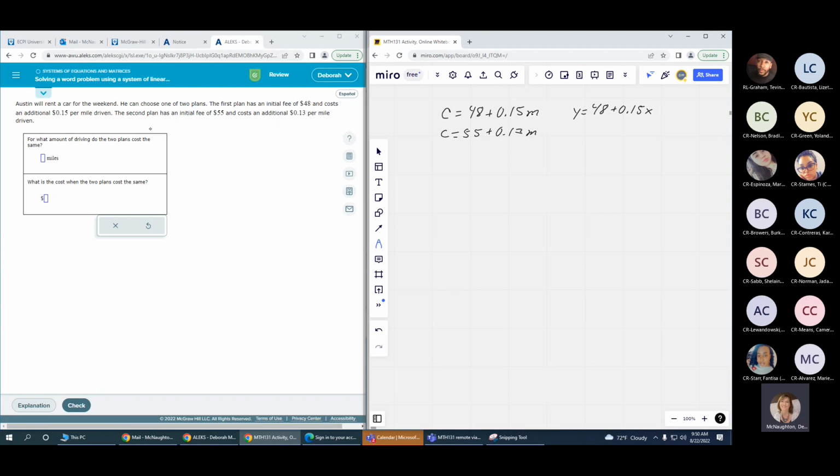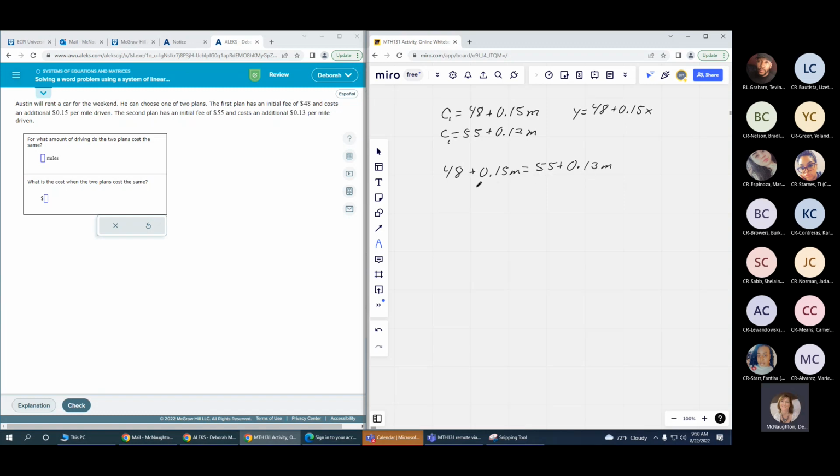And then they want to know, when are they equal? So when does cost 1 equal cost 2? So for what amount are they the same? When 48 plus 0.15 m equals 55 plus 0.13 m. They're equal when these are the same. So now it's just solving a system. We just have one equation, one unknown.